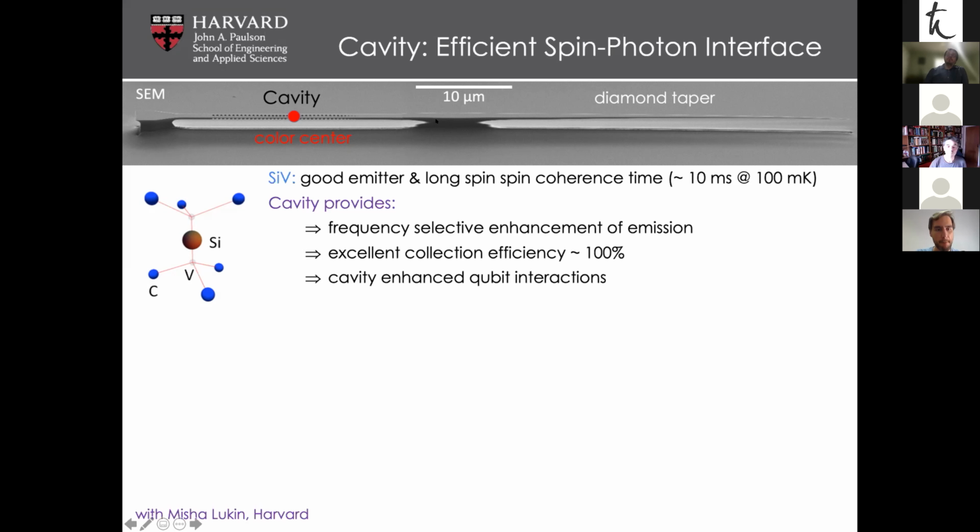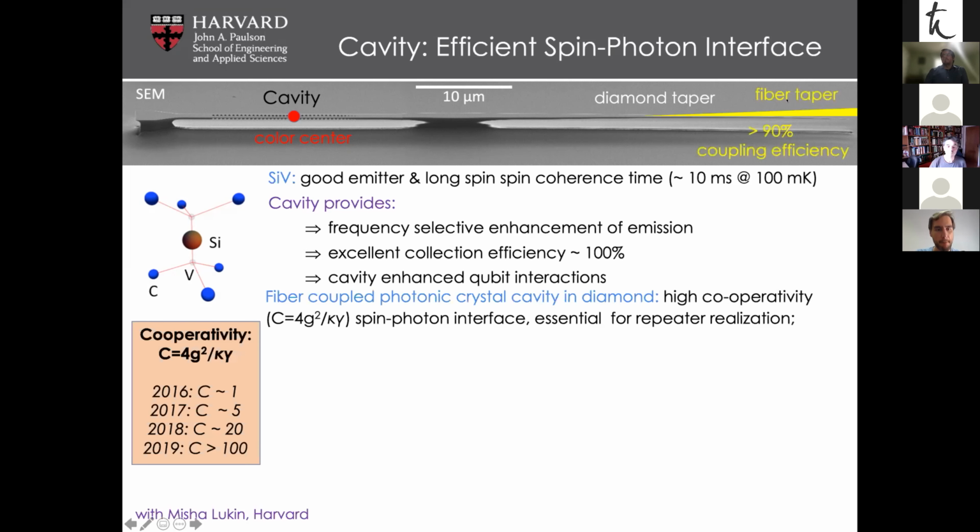This is very important for proper thermal sinking of these devices, so that they are truly at millikelvin temperatures. And then we also have these tapers where we land tapered optical fibers. And nowadays, we can get very nice coupling efficiency from the fiber to diamond and back to the cavity. Even in the dilution refrigerator, this can be like 90% or so.